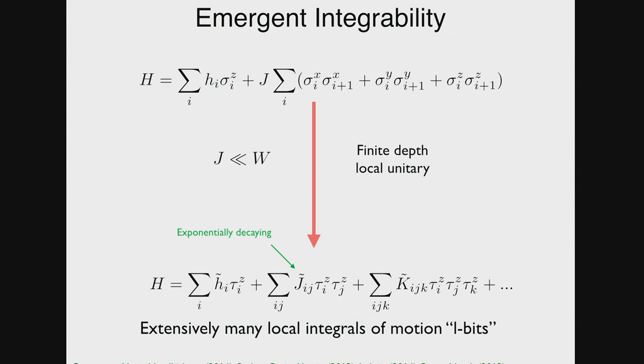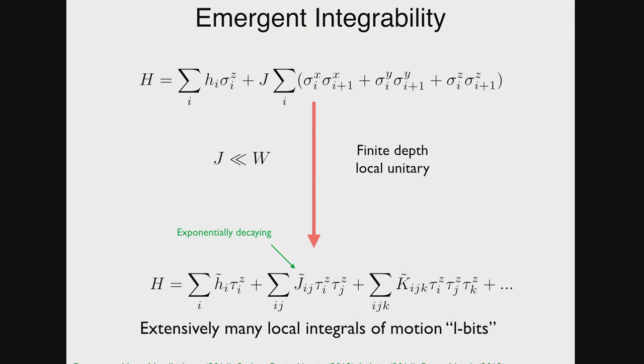So if you start with this Hamiltonian, now I've added in a J, but a J that's really small compared to the disorder scale, okay? What this work has shown is that there is a local unitary transformation. This is like a local basis change, if you will, that relates this original Hamiltonian to another one that looks purely diagonal in these new variables, which I've called tau, okay? So this is now like a classical Ising-like model. It's a local model, so you have all these higher order terms, but they're all locally exponentially decaying.